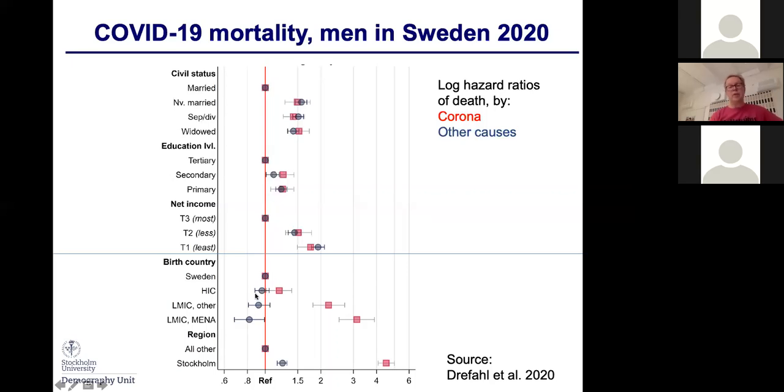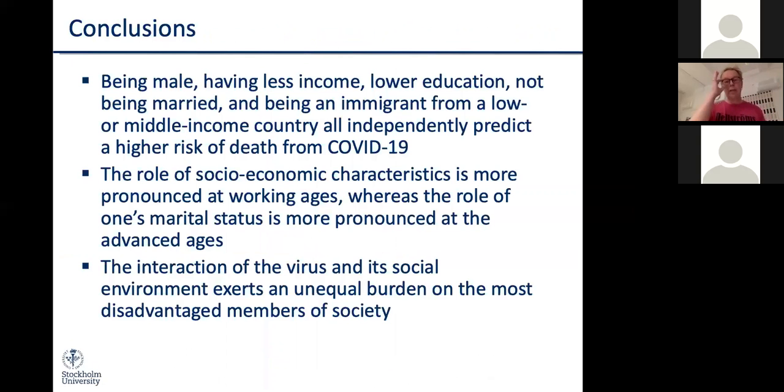And then we have, for general mortality, the healthy migrant effect, where mortality is lower than expected when you control for socioeconomic and family situation, but much higher mortality for corona-related mortality, COVID-19 mortality. So this is also the general conclusion from this paper. Being male, having less income, lower education, not being married, and being an immigrant from lower middle income countries all independently predict a higher risk of death from COVID-19.